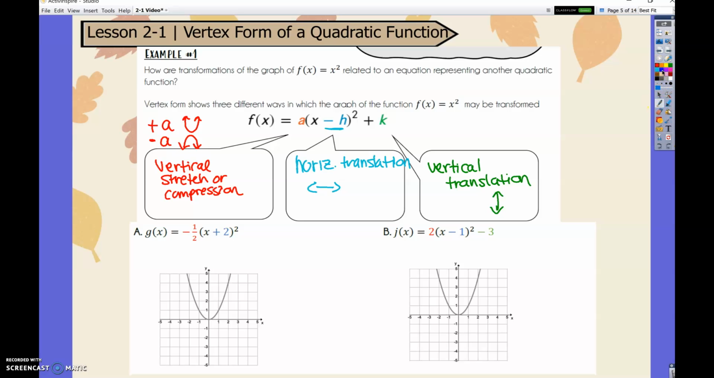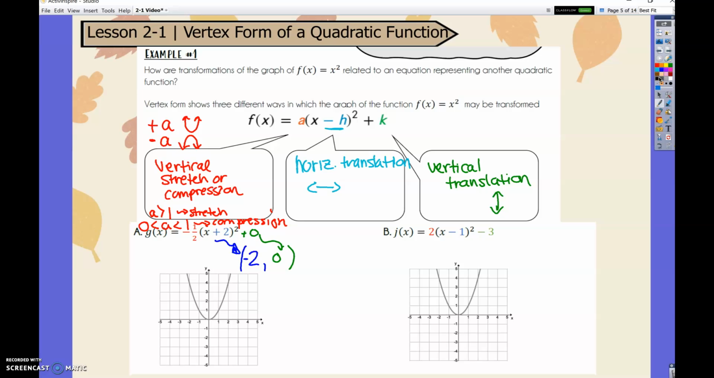So to get even more specific, if the a value is greater than 1, it's a vertical stretch. If your a value is between 0 and 1, then it's a compression. So that basically means if that a value out front is a fraction, it will vertically compress, kind of smoosh down your graph. And we learned that in section 1 too, but we might want to focus more on what this actually finds for us when it comes to key features.